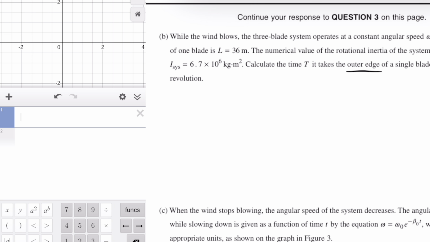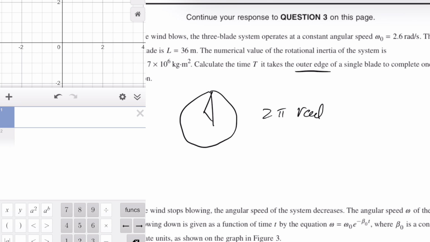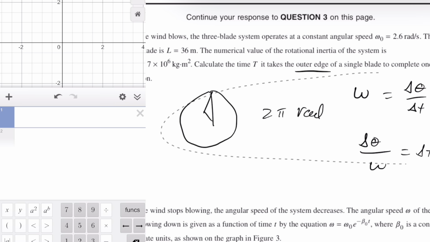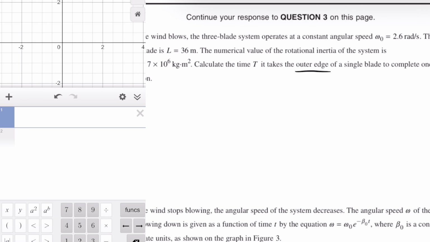What we need to recognize is that this is angular kinematics. To complete one full revolution for one blade, that's 2 pi rad. So if it's constant angular speed, we're going to recognize that W equals delta theta over delta T. And we're going to take delta theta and divide it by W to get delta T, also known as T, the time it takes to complete that whole outer rotation.